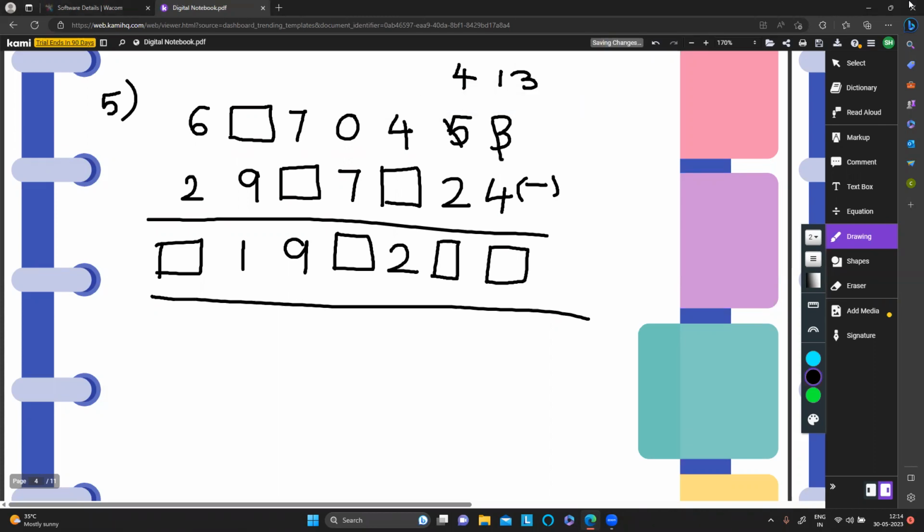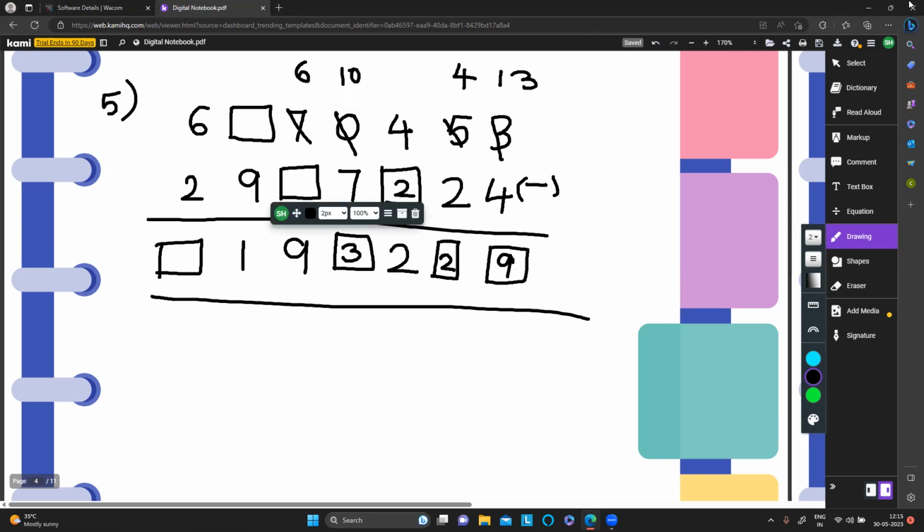So 13 minus 4 will give you 9. 4 minus 2 will give you 2. Again, 4 minus 2 will be 2. Now again, borrowing is involved. You cannot subtract 7 from 0, because of which this should become 10 and 7 should become 6. So 10 minus 7 will be 3.